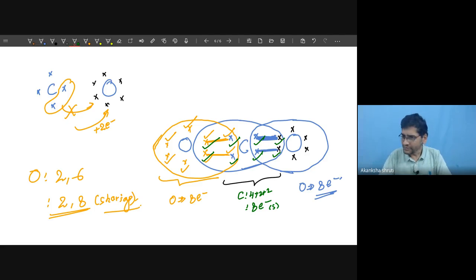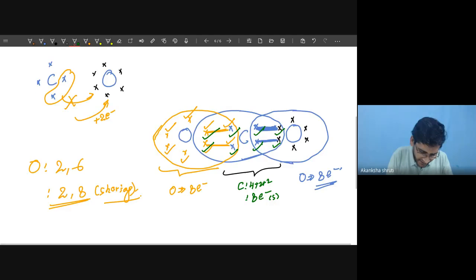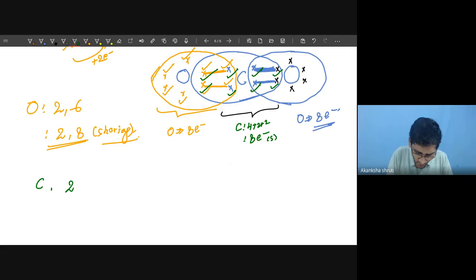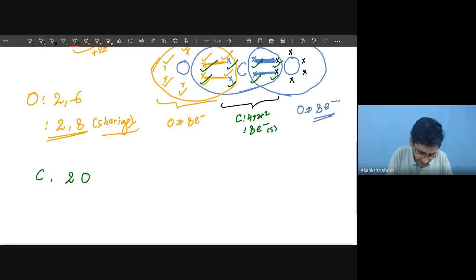So these 8, I am talking about the outermost orbit. Forget the K cell. We are talking about the L cell. So this way what we are getting is that this 1 carbon has combined with 2 oxygen so that this carbon has 8 electrons by sharing.